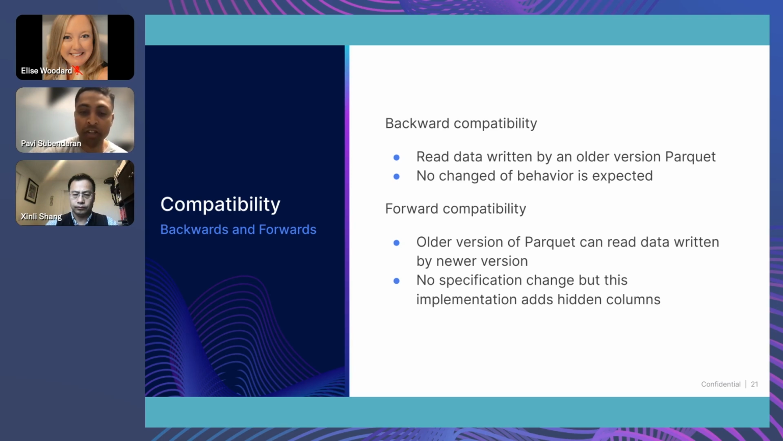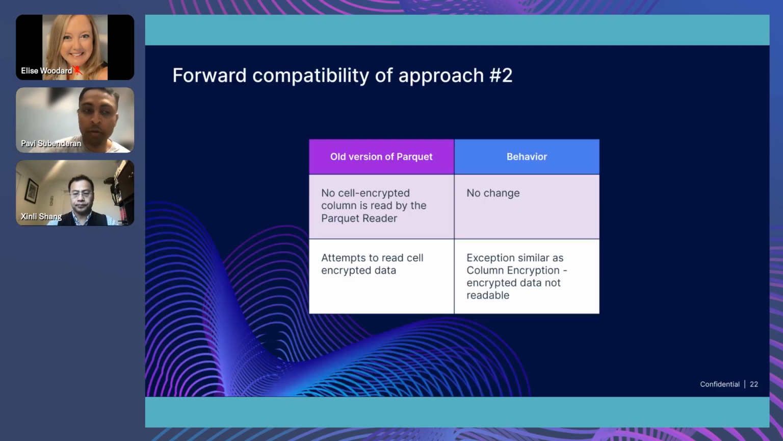And in terms of forward compatibility, which means that older versions of Parquet can read data written by newer versions, there's no spec change. So the older version can still read the newer versions, but it will not be able to interpret the cell encrypted or column encrypted data. This is very similar to column encryption as well. If an old version of Parquet is reading the new data, but there's no cell encrypted column involved, there's no change in behavior, and it'll read as normal. But if you attempt to read cell encrypted data, you'll get an exception, similar to trying to read column encrypted data in an older version, and the encrypted data is not readable.